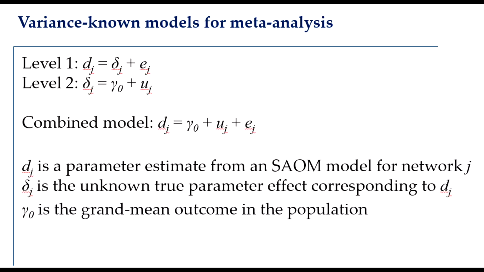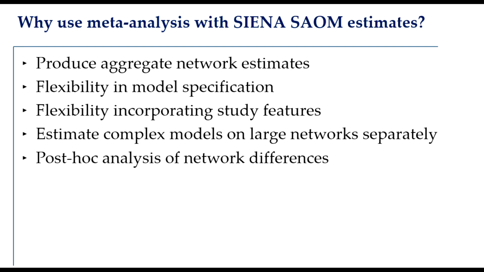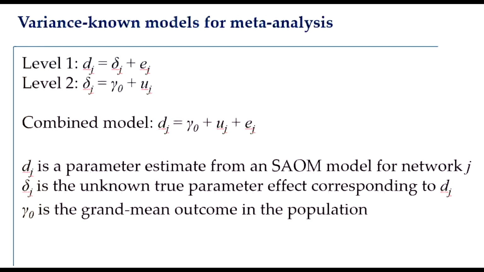Keep in mind that because the SIENA estimates apply to all the individuals in network J, we are not going to be able to introduce actor-level covariates into these models. The lowest level of aggregation is the study level, which is the network level, so covariates need to be at that level or higher.